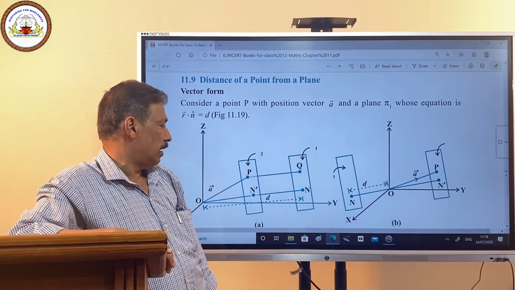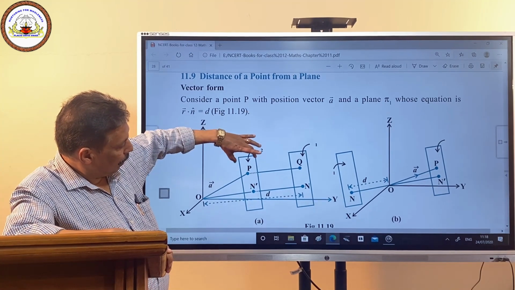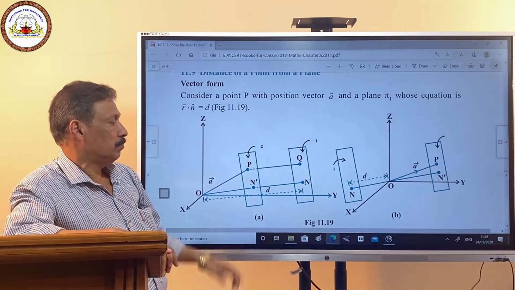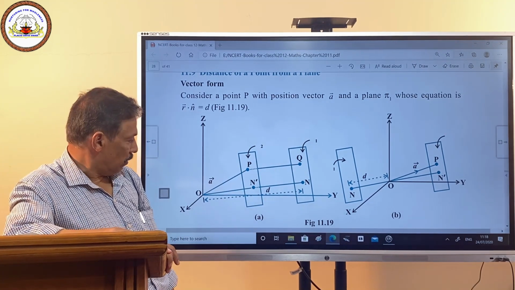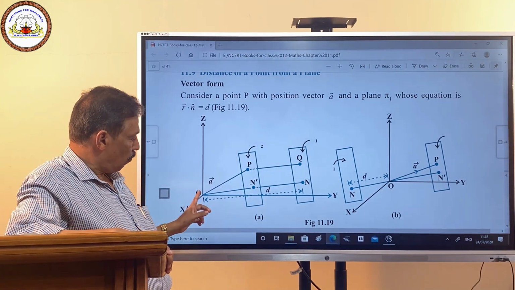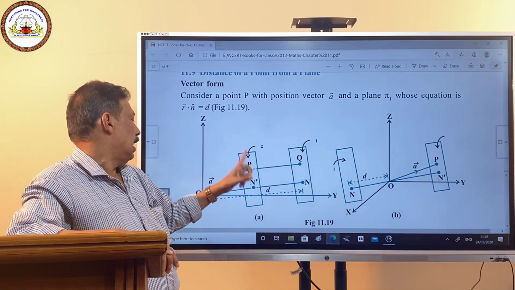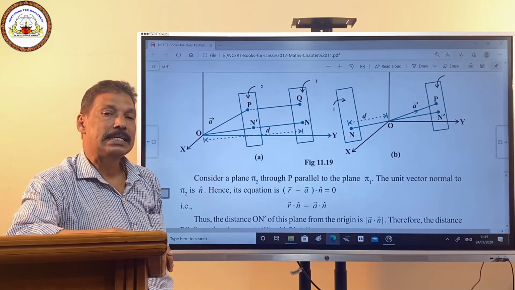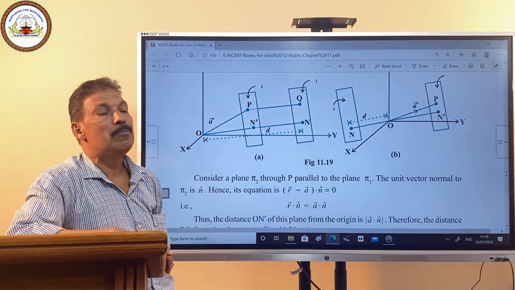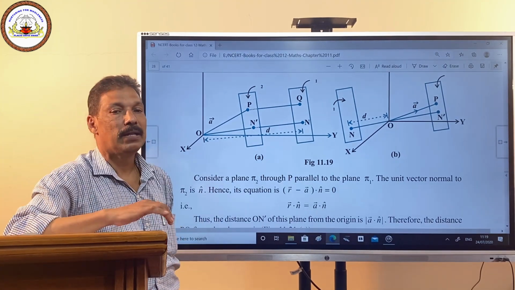So first of all, we consider a plane passing through this P and parallel to the given plane. Then you can find the perpendicular distance from the origin to the first plane and the perpendicular distance from the origin to the second plane. Their difference is the perpendicular distance from a point to a plane.